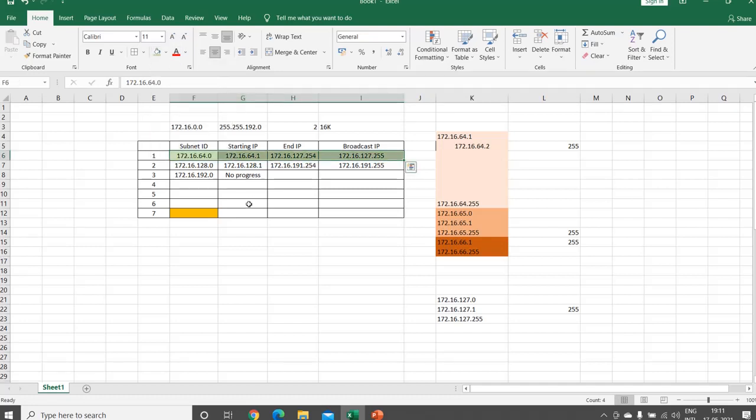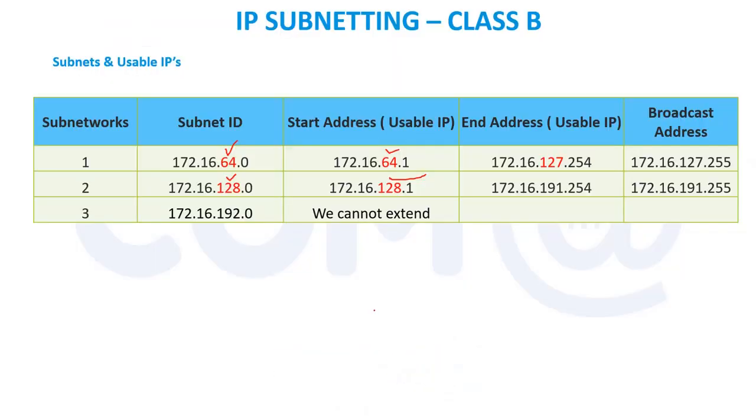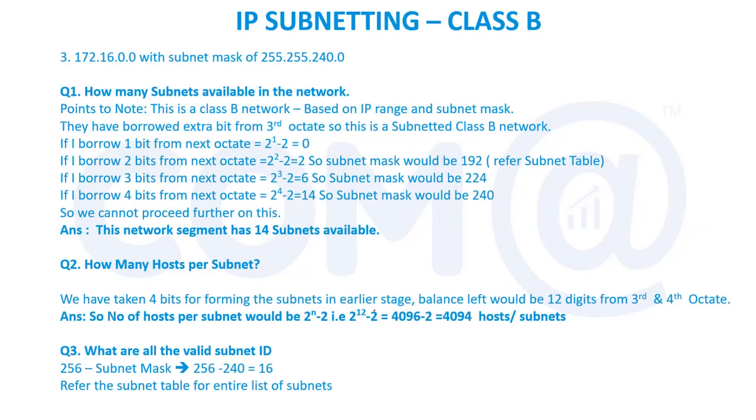Normally this is used in a corporate environment, okay, corporate networks where they have an equal number of networks and an equal number of hosts available in the setup. Okay, this is for class B subnetting. Hope this is clear. So we'll go with the next example.